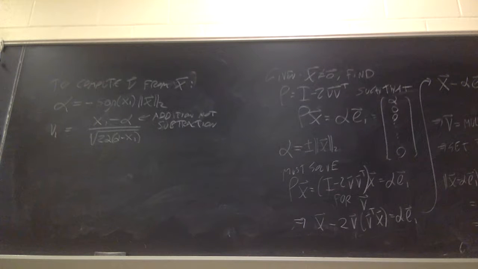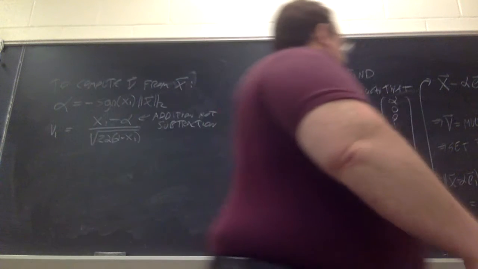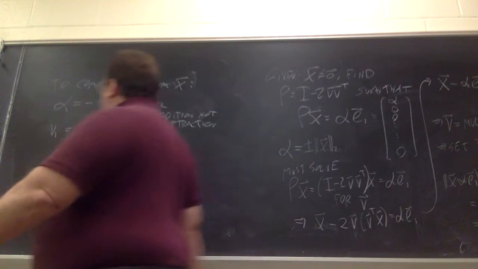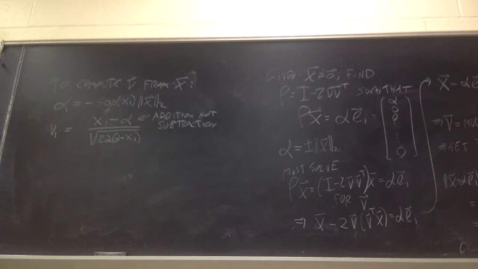Why is that a good idea? Where is this 2 coming from? The 2 alpha squared? Remember, alpha is plus or minus the 2 norm of x. So that's alpha squared, combining with this alpha squared. So why is it that I want an addition, not a subtraction up there?